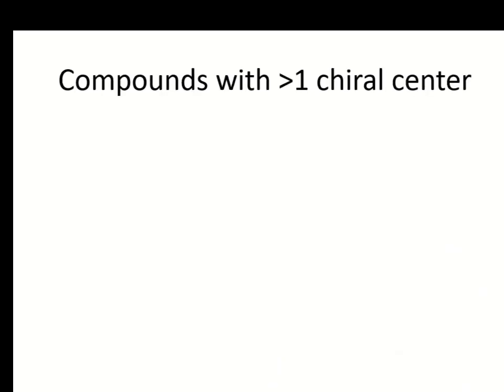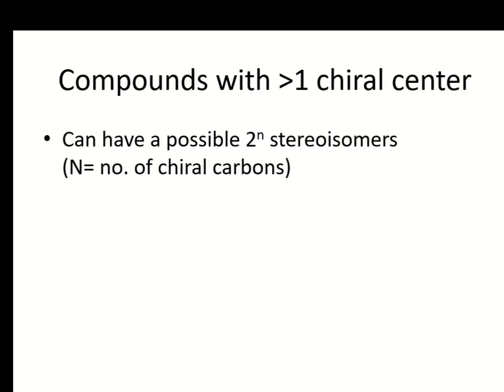Now, just for the sake of completeness, I want to talk about compounds where there's more than one chiral center. All compounds that have chiral centers have 2 to the n stereoisomer possibilities. So if you have one chiral center, 2 to the 1 is 2. Right? We've already talked about that. If you have 2 chiral centers, 2 to the 2 is 4. You have 4 possible enantiomers, or excuse me, 4 possible stereoisomers.